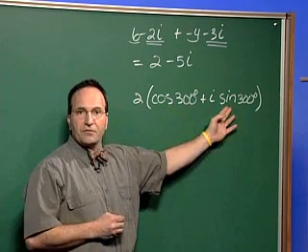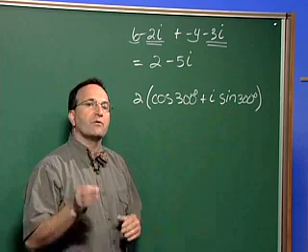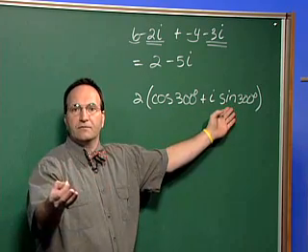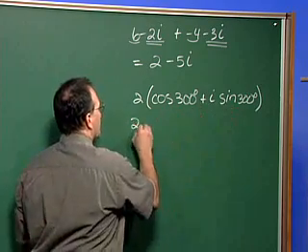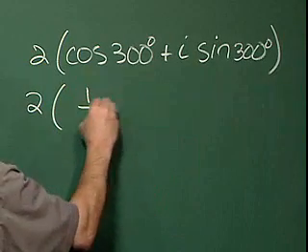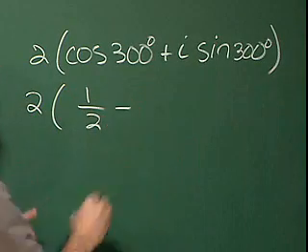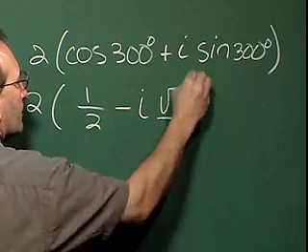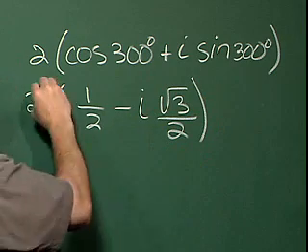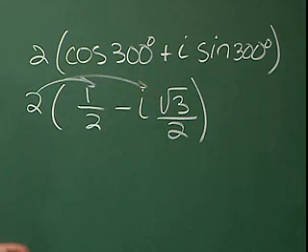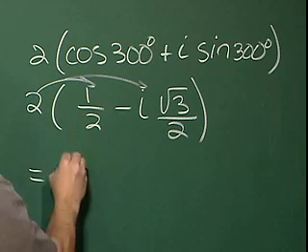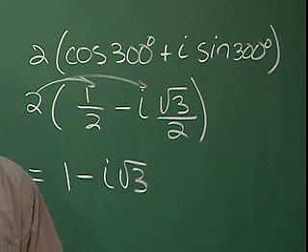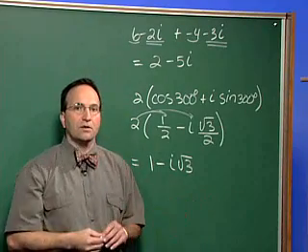The sine of 60 degrees is the square root of 3 over 2, but when we get to the sine, remember, it is negative. So what we have then is 2 times 1/2 minus, because it's negative, i times the square root of 3 over 2. When I distribute the 2, I end up with the answer 1 minus i square root of 3. And that would then be the rectangular form.